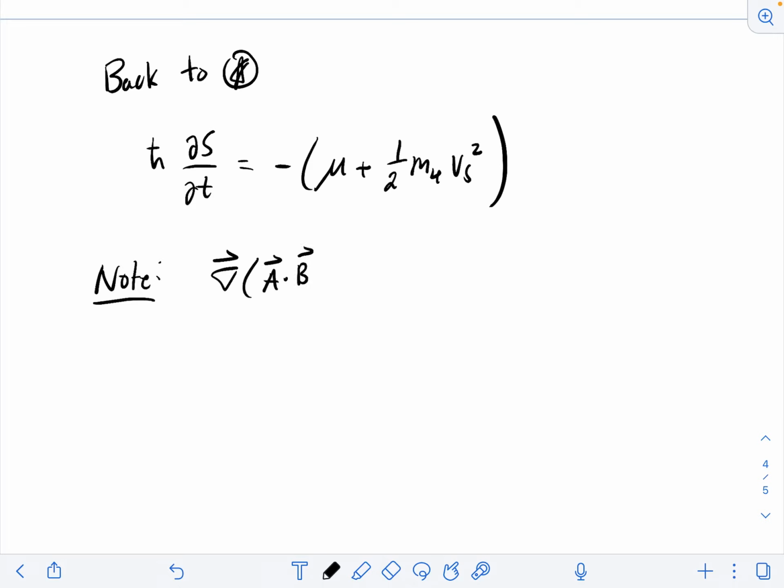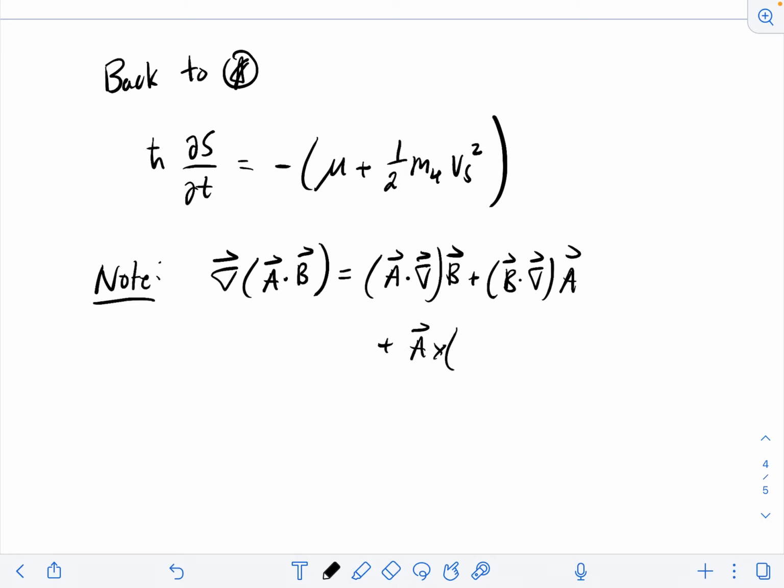A dot b is a scalar, and so we can take the gradient of the scalar. If we do that, the gradient of a dot b is equivalent to four terms: a dot del b, plus b dot del a, plus a cross del cross b, plus b cross del cross a. Okay.